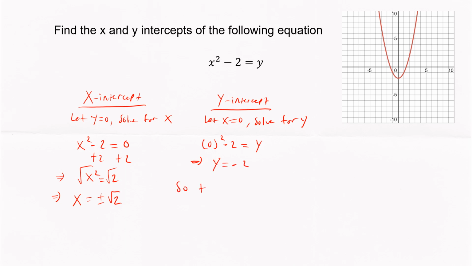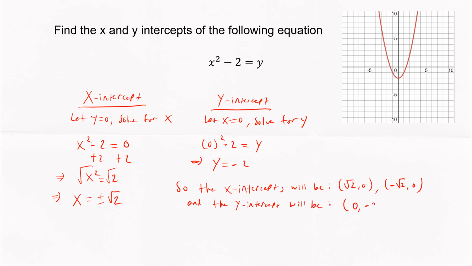So the x-intercepts, this time we have plural, we have 2 intercepts, will be, so we can write it as one point is (root 2, 0), and the other one is (negative root 2, 0). And the y-intercept, we only have 1, will be (0, negative 2). So those are the x and y intercepts as points.